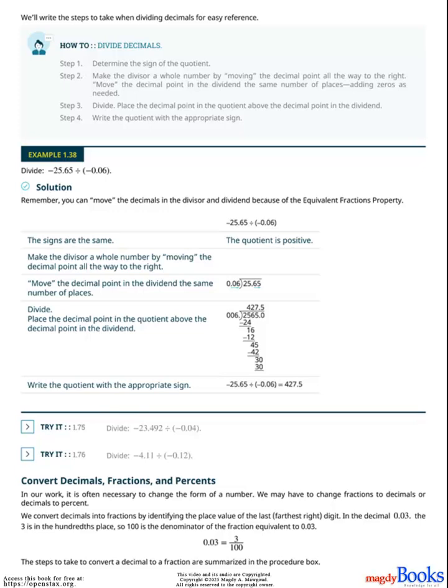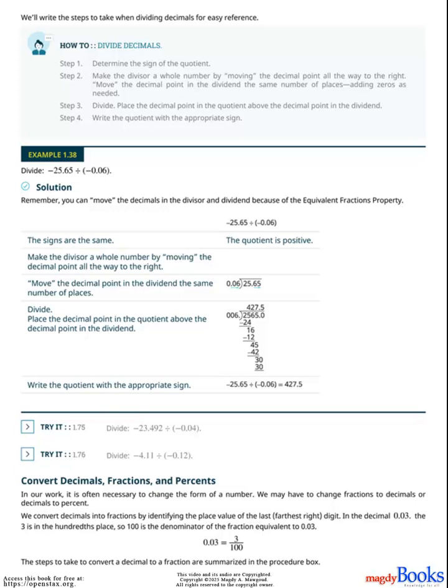25.65 divided by 0.06. Divide. Place the decimal point in the quotient above the decimal point in the dividend. 2565.0 divided by 0.06. Minus 24. 16 minus 12. 45 minus 42. 30 minus 30. Quotient equals 427.5. Write the quotient with the appropriate sign.